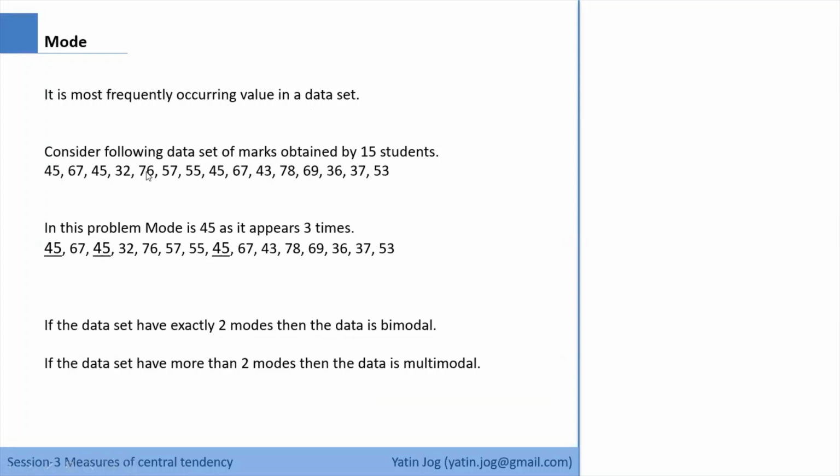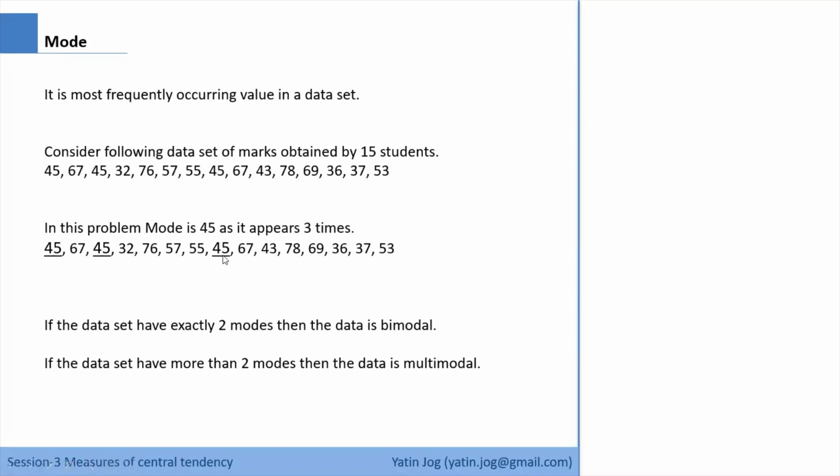So these are my 15 observations, and out of these 15 observations, if I look at 45, 45 is repeated 1, 2, and 3 times. Any other value, if I look at 67, 67 is repeated only twice. Maybe 32, 32 is not repeated, it is present only once. So the highest number of repetitions is for 45, and that becomes my mode value. So this is a unimodal data set. If I have a single mode, that means I have a unimodal data set.